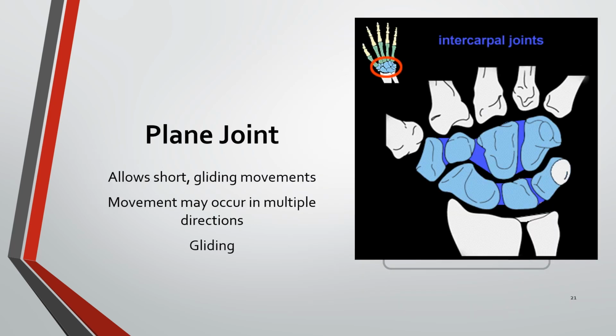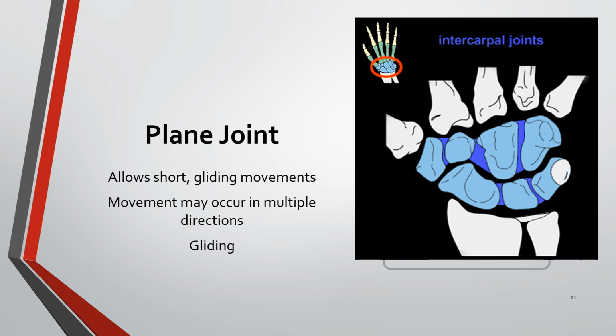Let's start with the plane joint. The plane joint is going to allow short gliding movements, and movement may occur in multiple directions, generally a gliding movement. Because it allows only short gliding movements, they're considered non-axial in nature. Basically this means that there's no axis, there's just the sliding of the bones. So the bones just kind of move across each other.